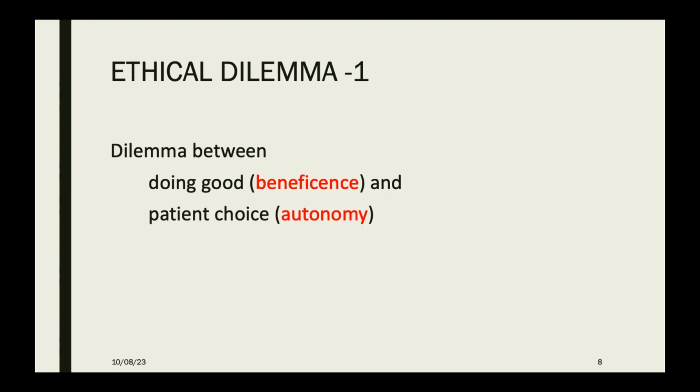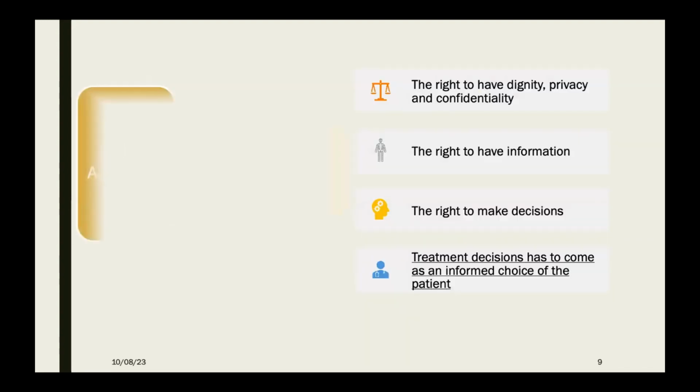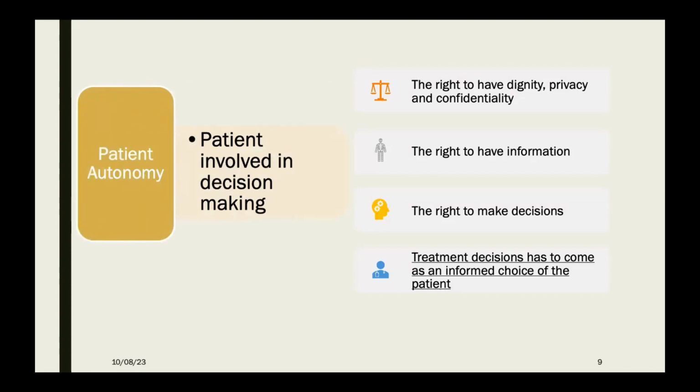So there is a dilemma between the autonomy principle and the principle of beneficence. So how do we deal with this? What are we going to do? Are we going to not take the autonomy of the patient into account and go ahead to benefit the patient, or are we going to just listen to the patient and then not do the surgery or not do the NG tubing? So here we have to understand what exactly is patient autonomy.